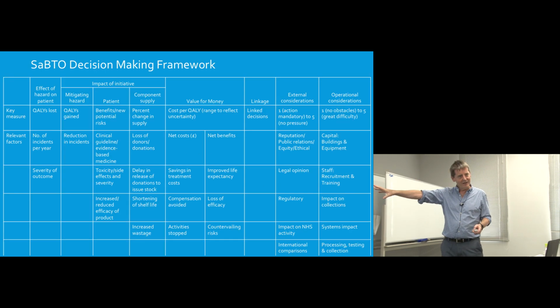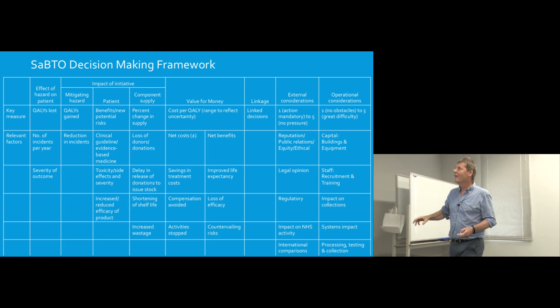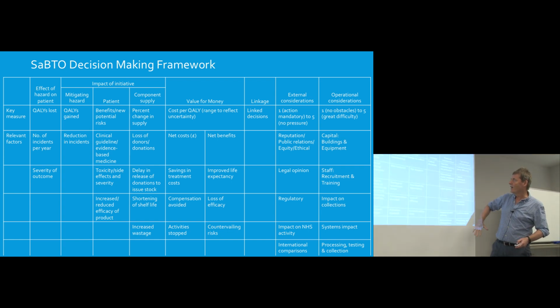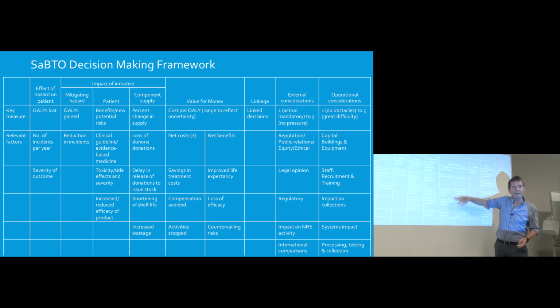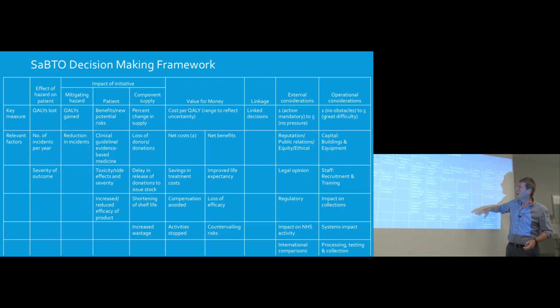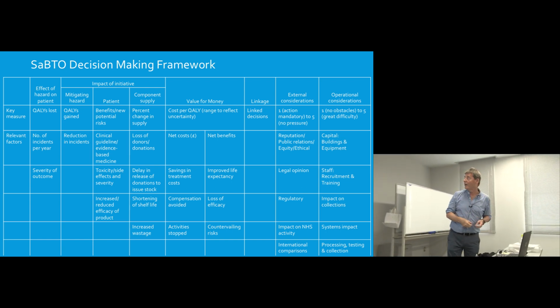Now, you can't see this. This is very irritating when any speaker says this, but you can maybe make it out on your handout. This is a sort of decision-making grid. The key point here is value for money is a consideration, but it's not the only consideration. And so we explicitly look at other factors.